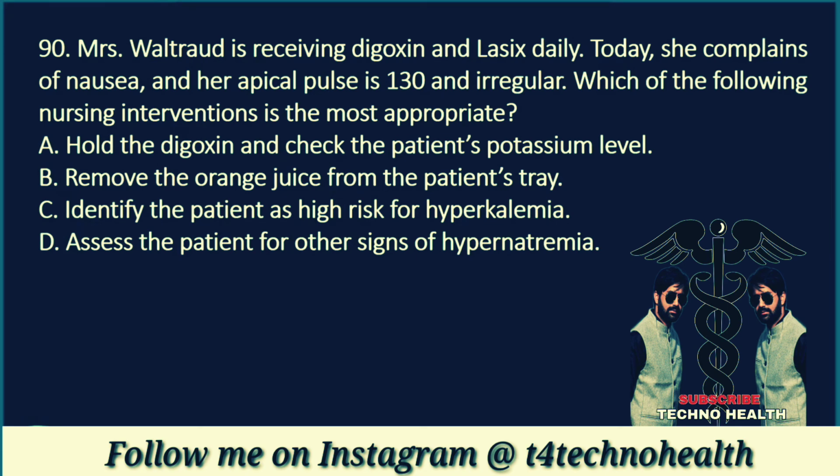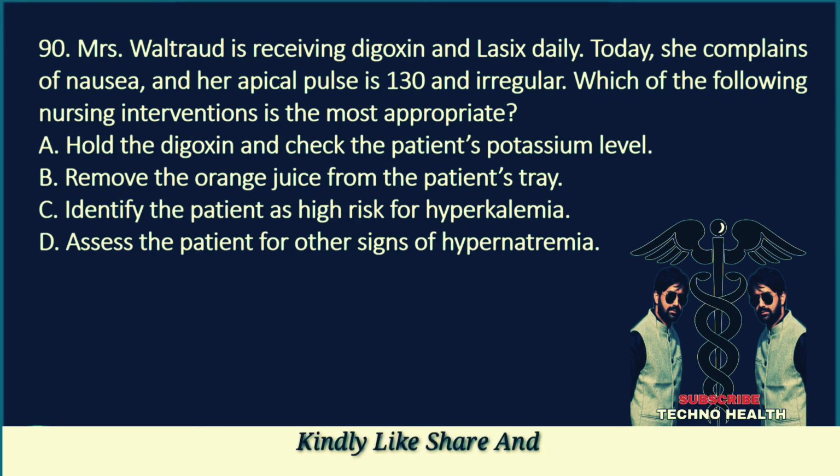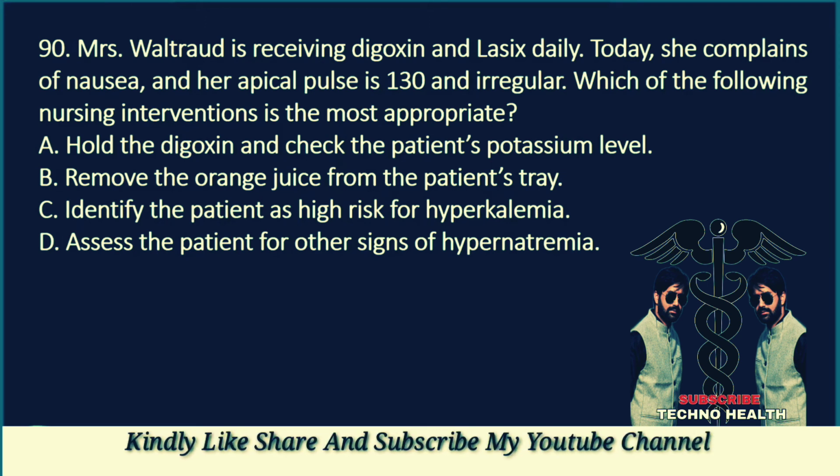Question 90. Mrs. Waltrad is receiving digoxin and Lasix daily. Today, she complains of nausea, and her apical pulse is 130 and irregular. Which of the following nursing interventions is the most appropriate? A. Hold the digoxin and check the patient's potassium level. B. Remove the orange juice from the patient's tray. C. Identify the patient as high risk for hyperkalemia. D. Assess the patient for other signs of hypernatremia.